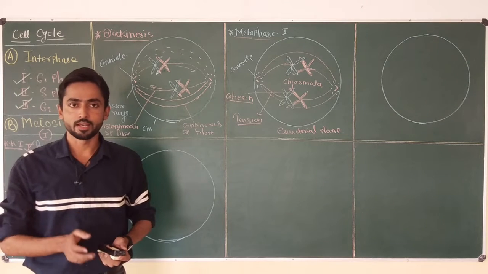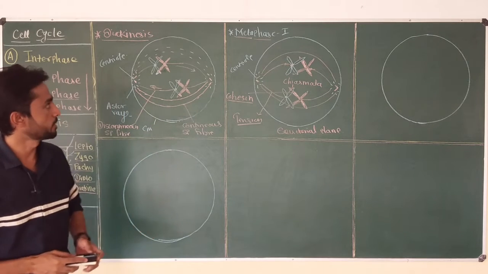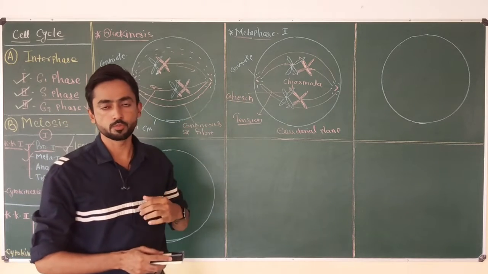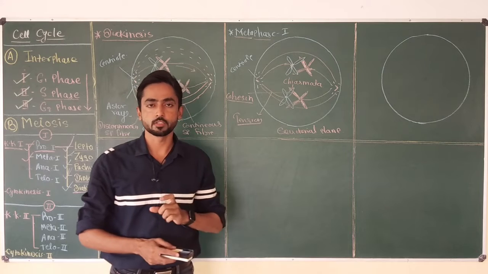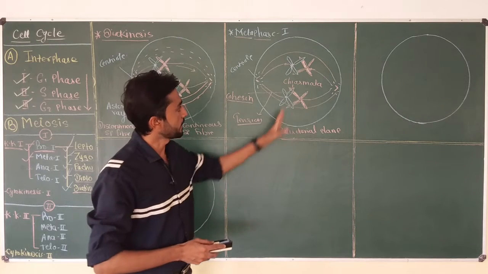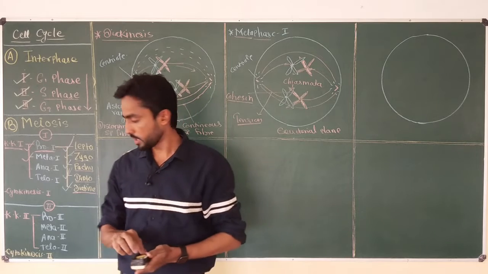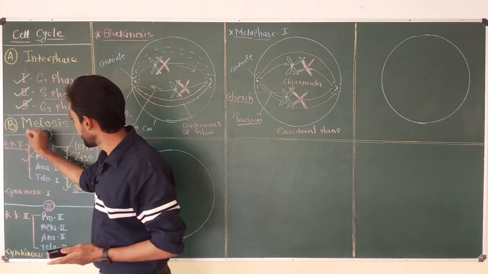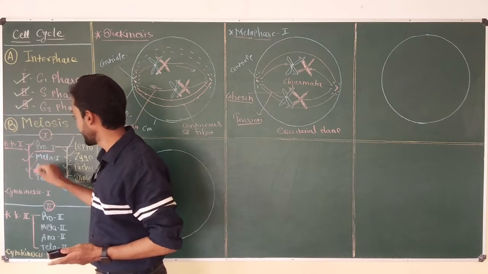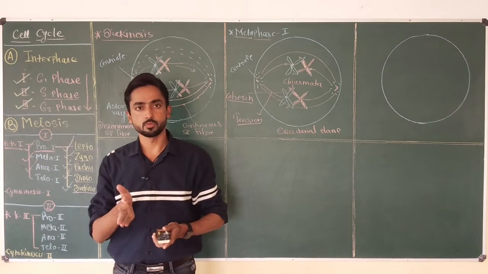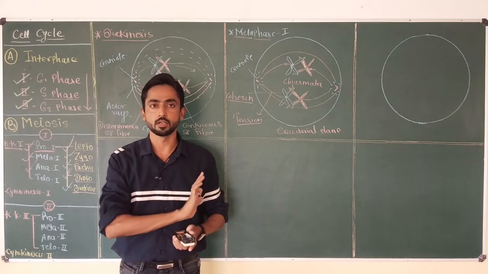Hello everyone. In my last video, I discussed in detail metaphase 1. It is the stage of meiosis 1 in which all the pairs of homologous chromosomes get arranged at the equatorial plane. Now in this video, I am going to talk about the next stage of meiosis 1, that is anaphase 1. After completing metaphase 1, the cell enters anaphase 1.